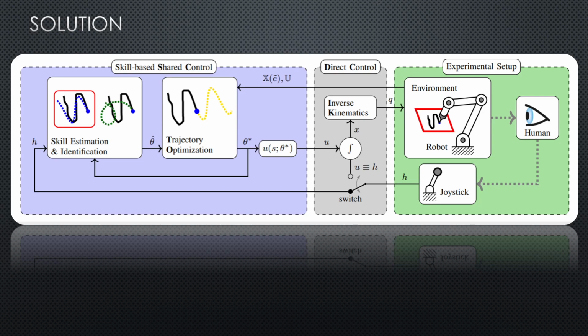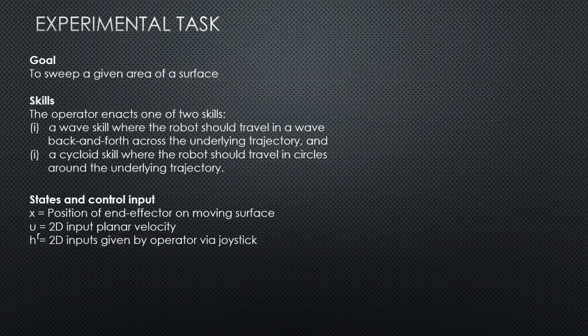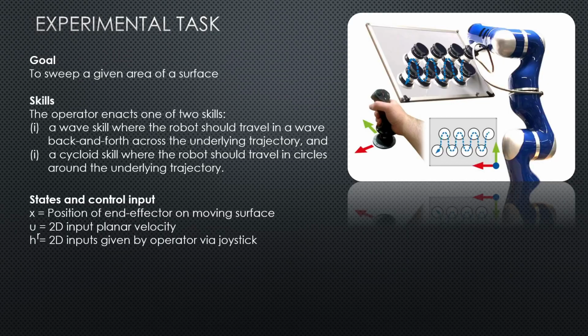And once the skill is estimated and identified, then we want to predict the next steps, and we want to optimize the trajectory and also adapt it to the changing environments. And then we just feed it to our control inputs u, and this way we are able to assist the operator.